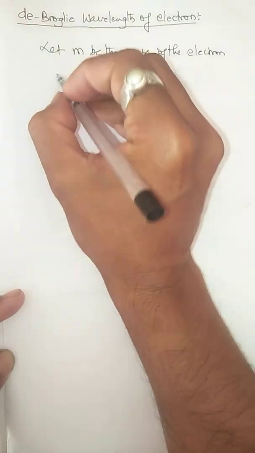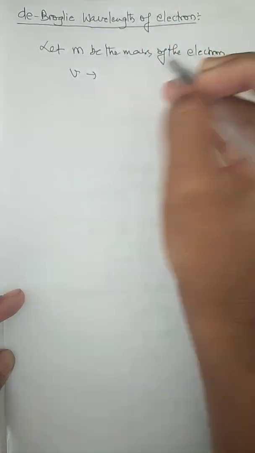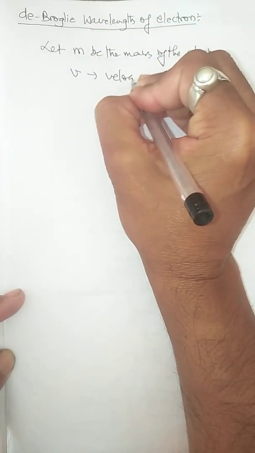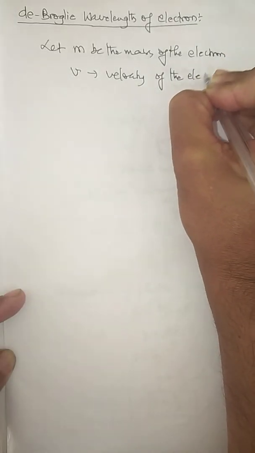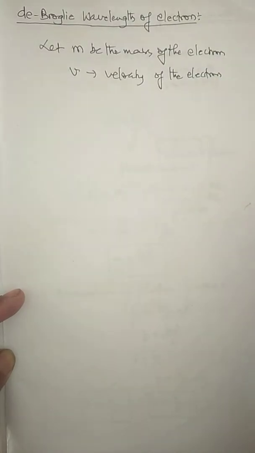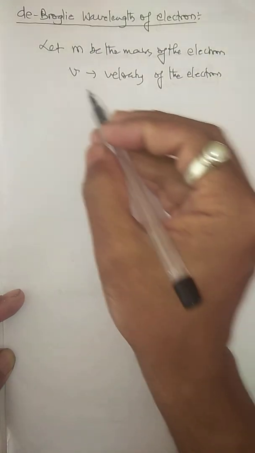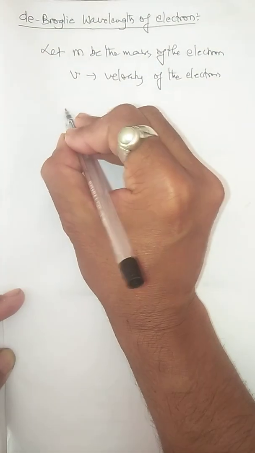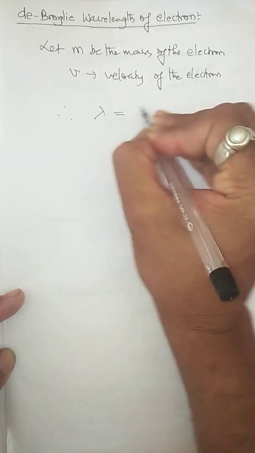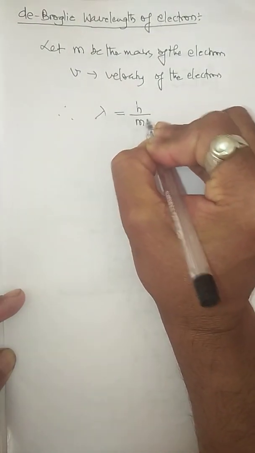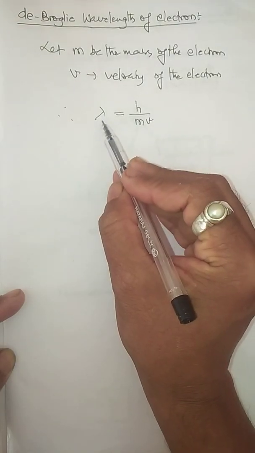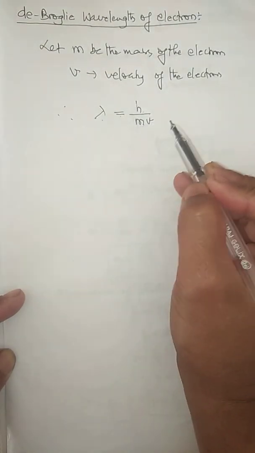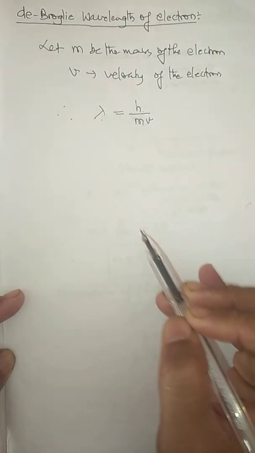And I consider that electron is moving with a velocity v. So v is the velocity of the electron. But as you know, this electron velocity is less compared to the velocity of light. Now, as per the relation which we derived in the last video, de Broglie wavelength can be expressed by lambda equals h by mv, in terms of mass and velocity, and this is also called momentum. So de Broglie wavelength lambda equals h by mv. This is the expression that we follow.